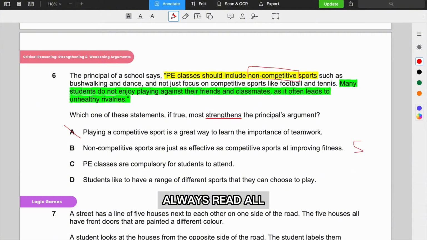Now, we should always read all the options because we're trying to find the one that most strengthens. So sometimes there's options that might strengthen more than the other, even though there's several that strengthen. That's the possibility. So make sure you read every single option, okay?